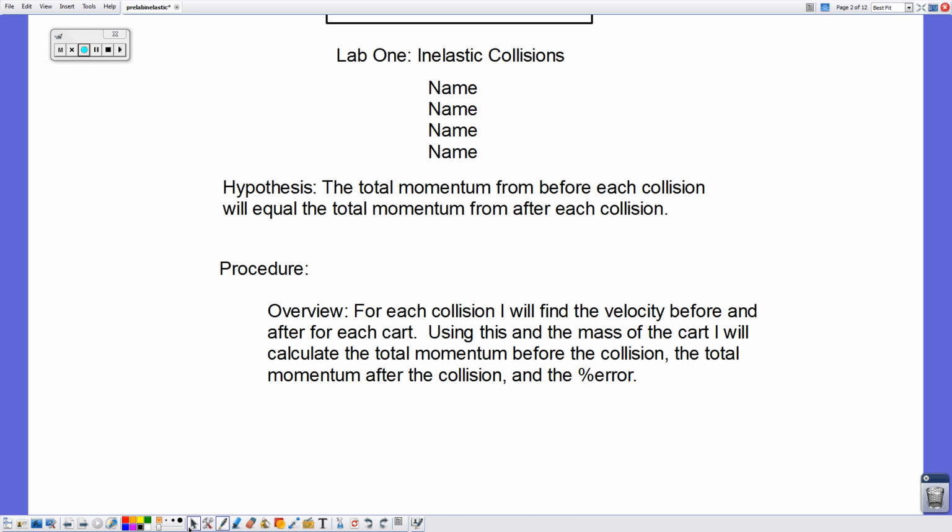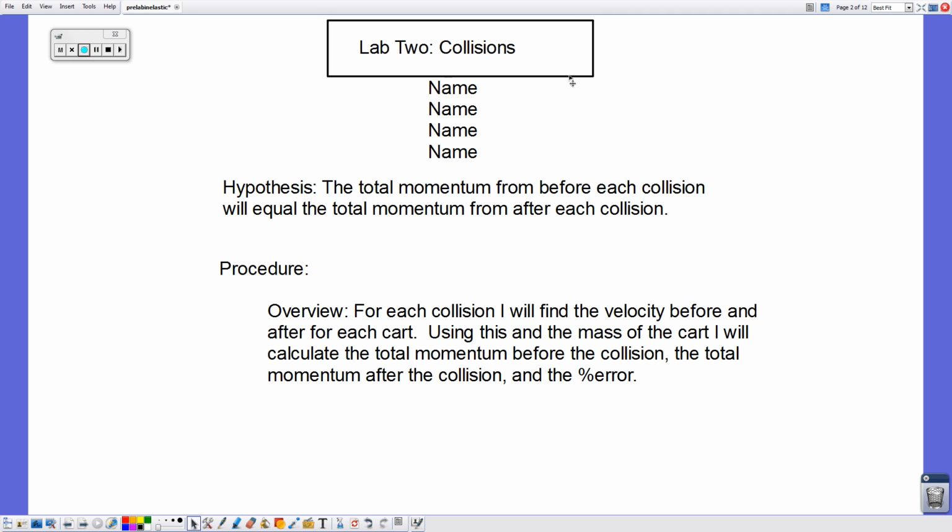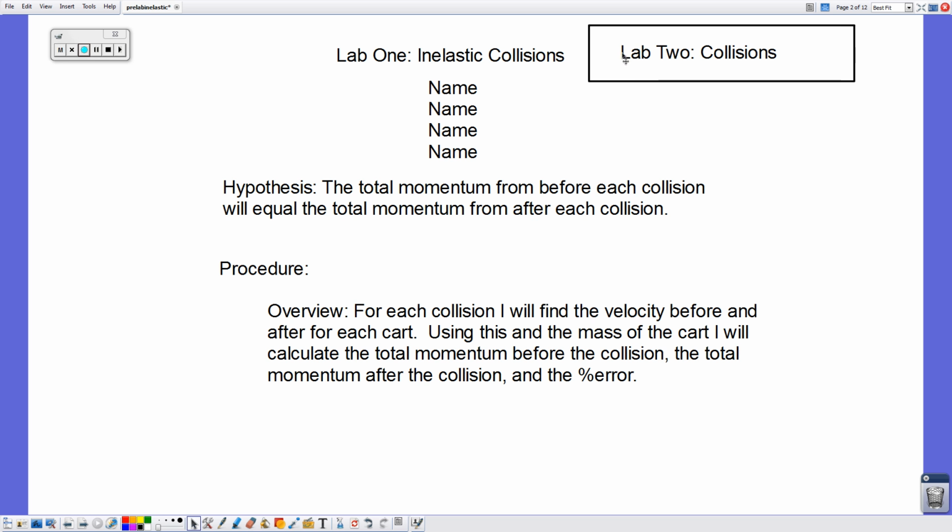All right, now, quick thing. If you're an AP, this is called Lab 2 Collisions. So, whichever title you write down, everything else is the same. Underneath hypothesis, you're going to write procedure.